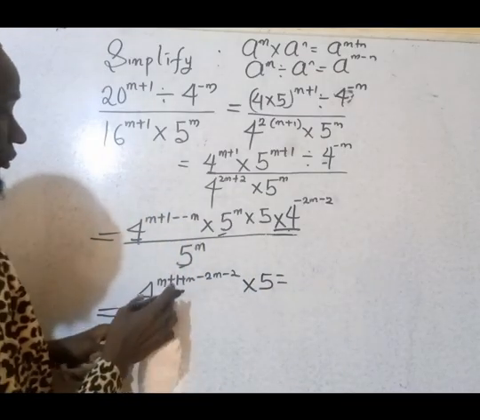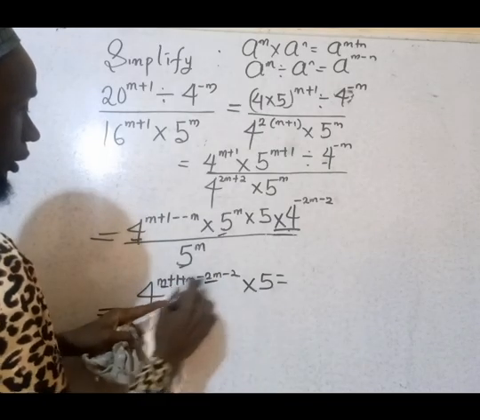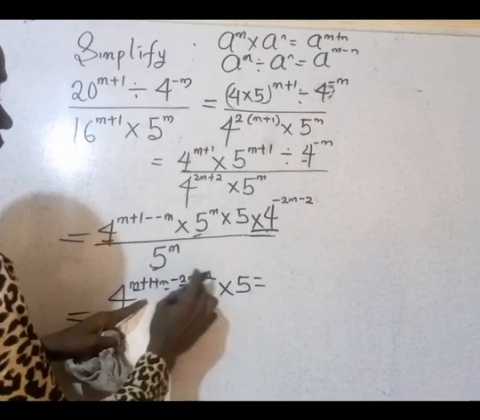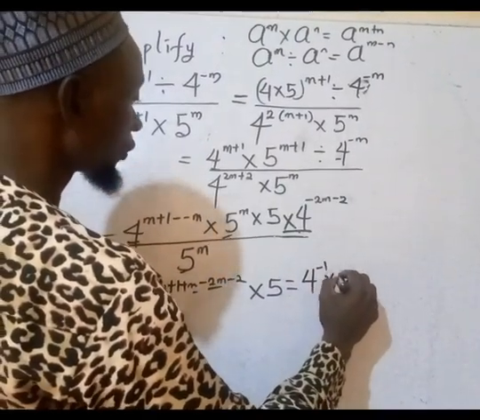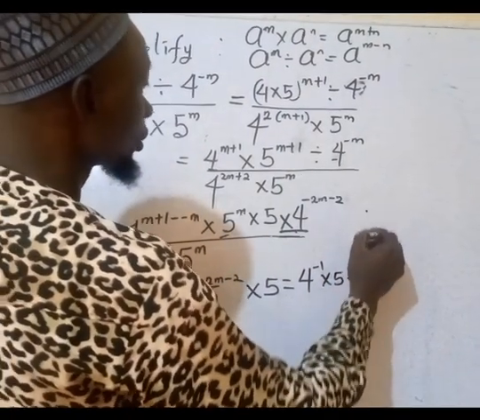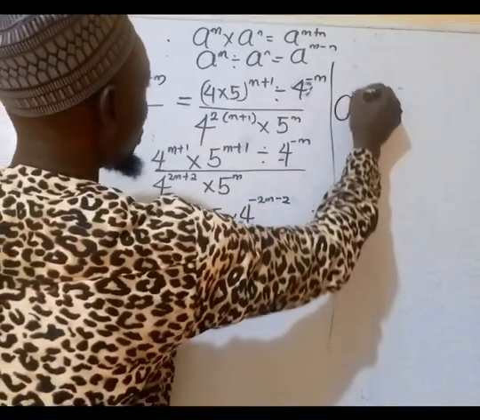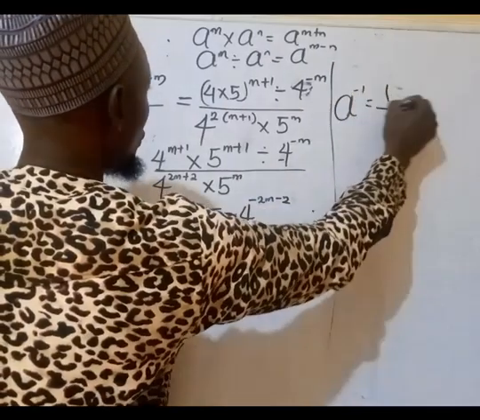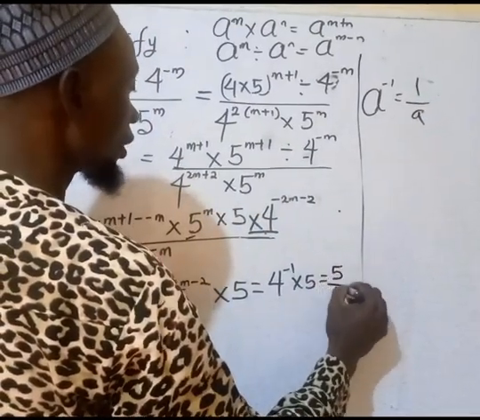Now m plus m, this one has gone. This is 1 minus 2. This will give you 4 raised power minus 1 times 5. Note that a raised power minus 1 equals 1 over a. So this will now give us 5 over 4.